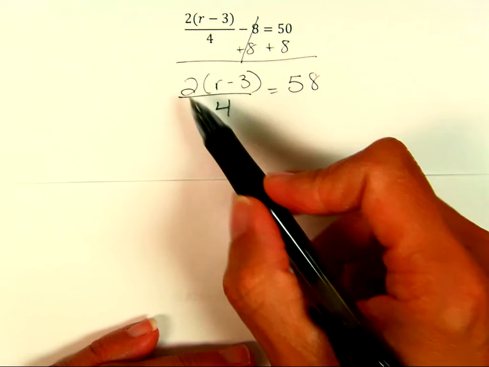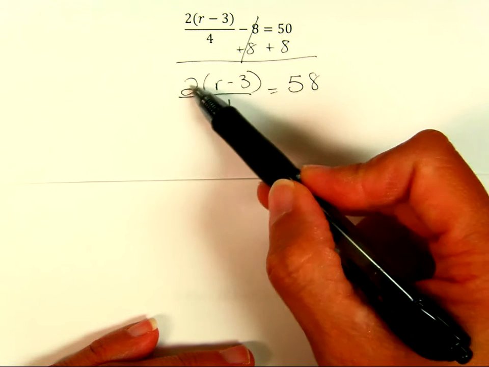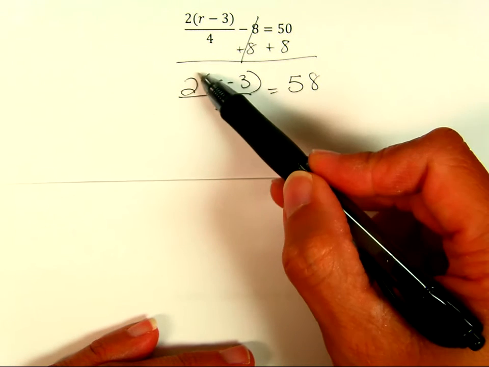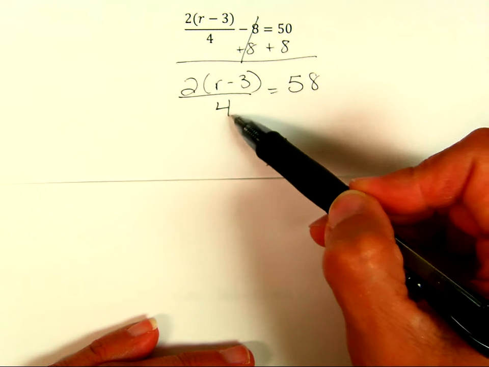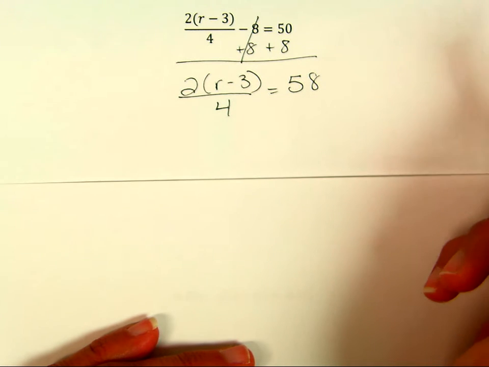Now, there's different things you can do here. I noticed that this is reducible. So if I was doing this, I would cancel, and I'd say 2 goes into 4 2 times, and then I'd have a 1/2 there and multiply both sides by 2. Some people don't like to do that.